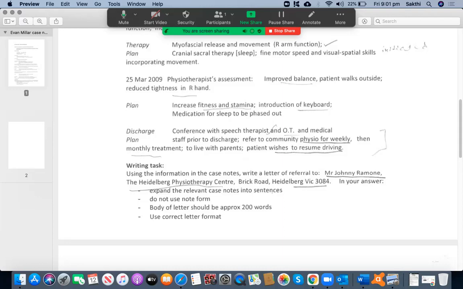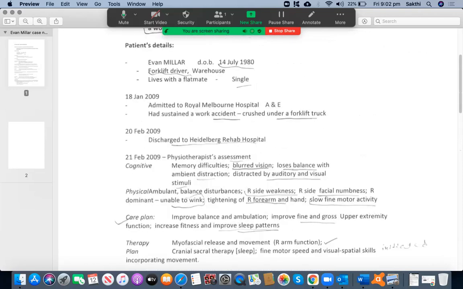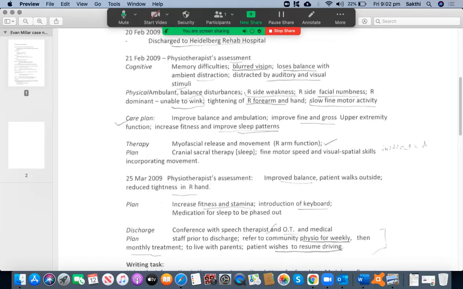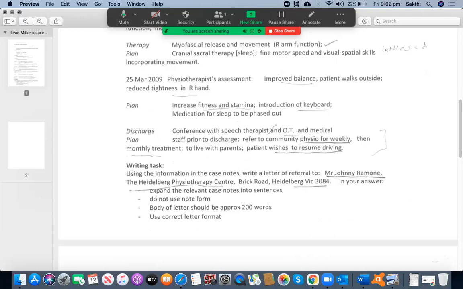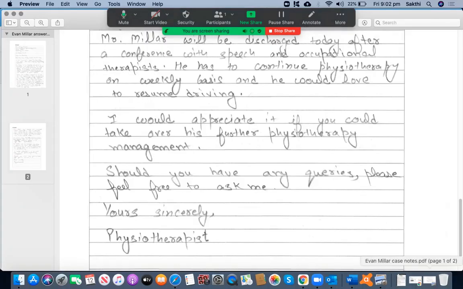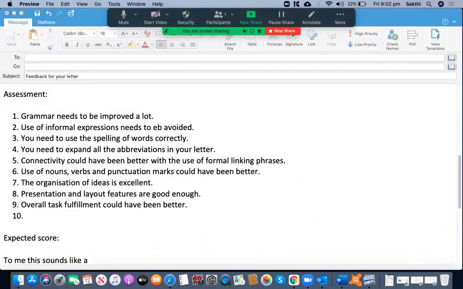Use correct letter format. Okay, you haven't included a few case notes, as I have already mentioned, and then monthly treatment needs to be mentioned, and then a couple of things previously weren't mentioned as well. So you haven't included a few relevant case notes, which is not good. So it's going to affect your score, and as a result, you will not get your desired scores. So some case notes were not included in your letter.